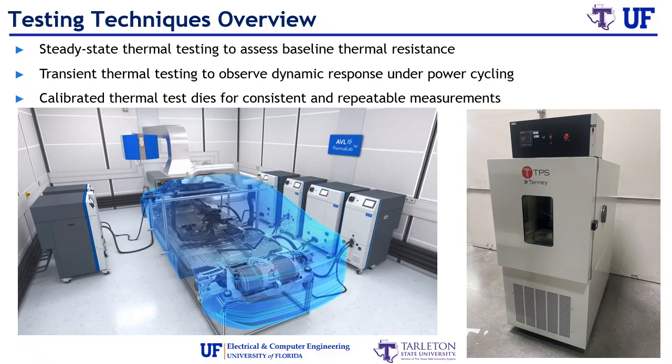Finally, calibrated thermal test dies are often used to ensure consistent and repeatable measurements. These specialized dies have built-in temperature sensors and known power inputs, allowing researchers to precisely characterize the thermal path under controlled conditions. The images shown here illustrate some of the equipment used in these experiments, from full-scale thermal laboratories to environmental chambers that control temperature and humidity for reliability testing.